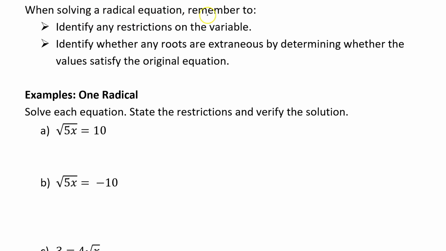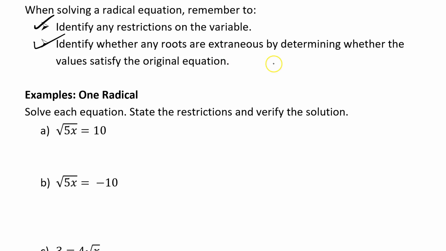When solving a radical equation, we have to remember to, item number 1, identify any restrictions on the variable, and item number 2, identify whether any roots are extraneous, so they don't make sense mathematically, by determining whether or not the values satisfy the original equation.